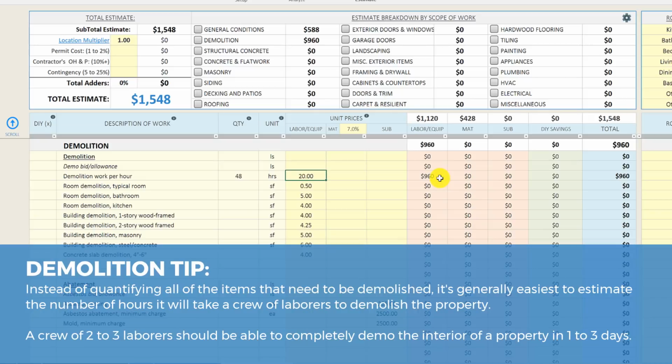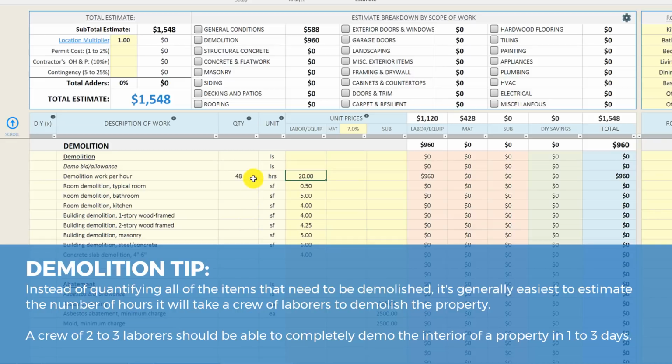So that should cover us for having 3 guys go into the house and tearing out all the materials and then throwing it in our dumpster that we've got sitting in the driveway. So that's generally what I do to estimate demolition. I don't go through and try to estimate each individual item or anything like that.